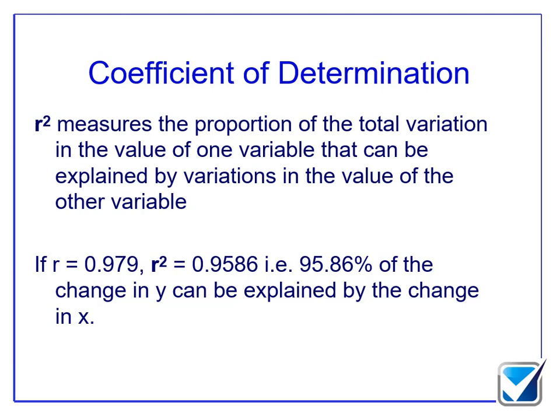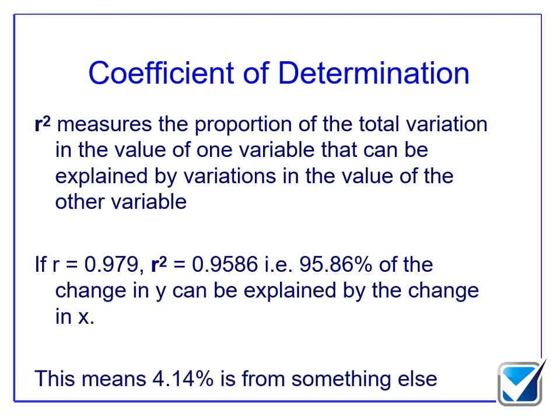And that now tells me that 95.86% of my total costs are explained by the change in production levels. So it tells me that 95.86% of my total costs can be explained in terms of the change in production levels. And what that now also means is 4.14% is explained by something else. We don't know what that something else is.